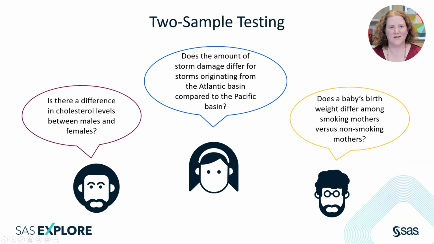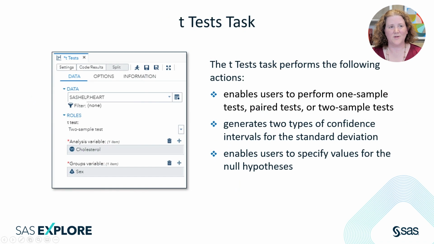We have just done some data exploration on the births data set. Now we want to start to perform some statistical hypothesis tests. In particular, we're going to perform what's called a two-sample test. This is a test that's appropriate when you have a continuous outcome and you want to compare the mean of that outcome for a variable that has two groups. For example, we could ask the question, is there a difference in cholesterol levels between males and females? The type of test that we're going to perform here is called a t-test, and we're going to use the t-test task to perform it.